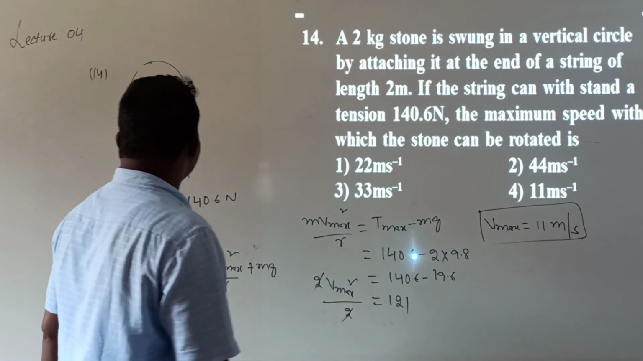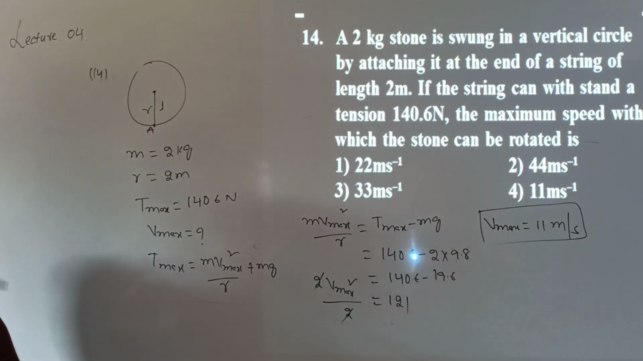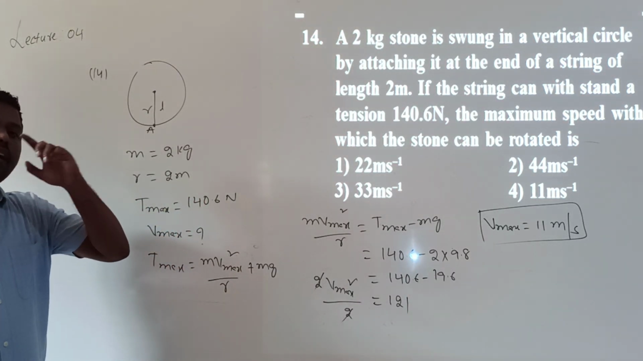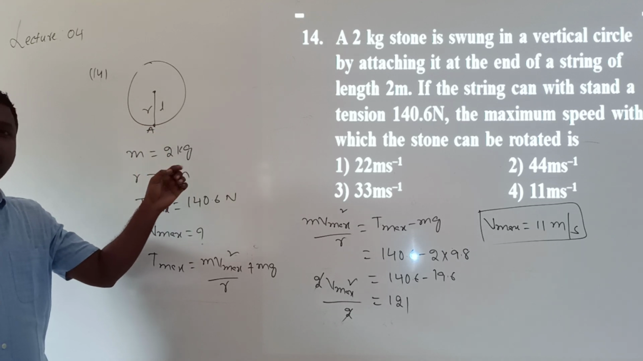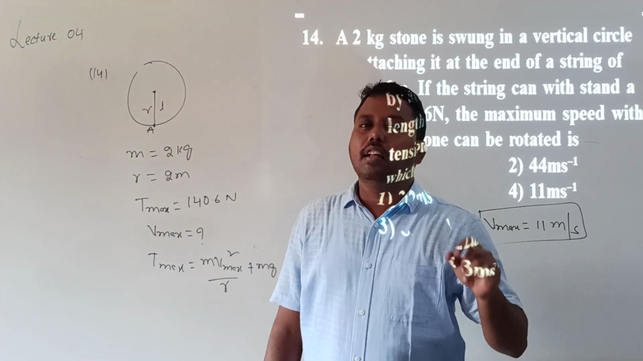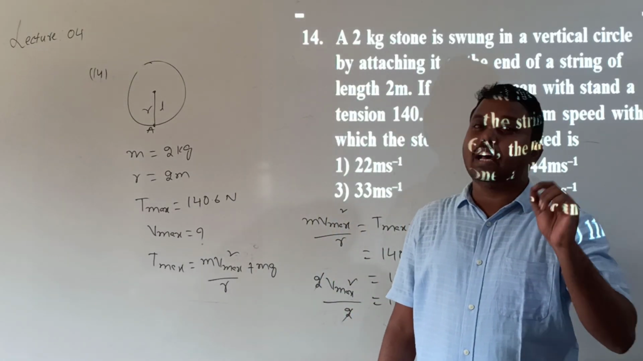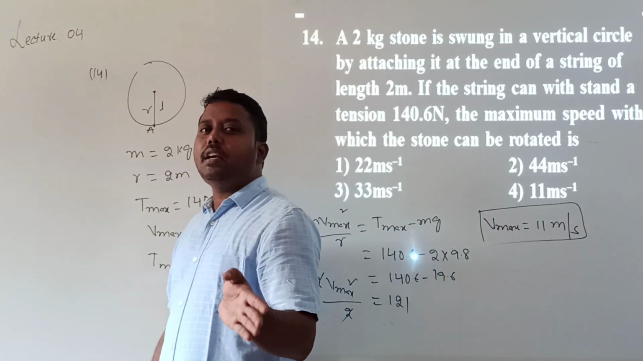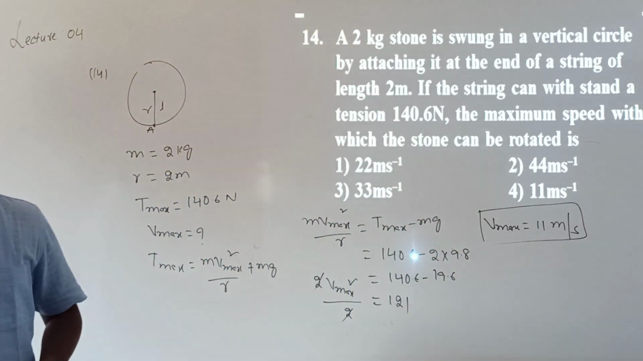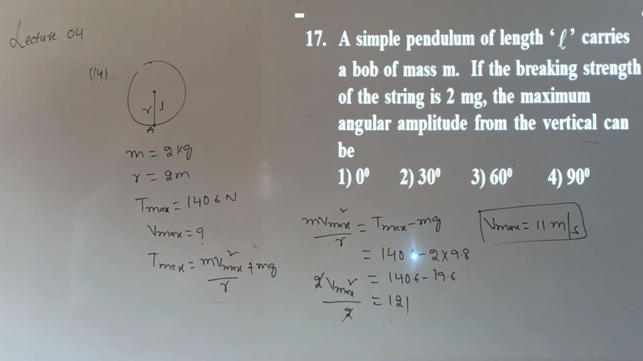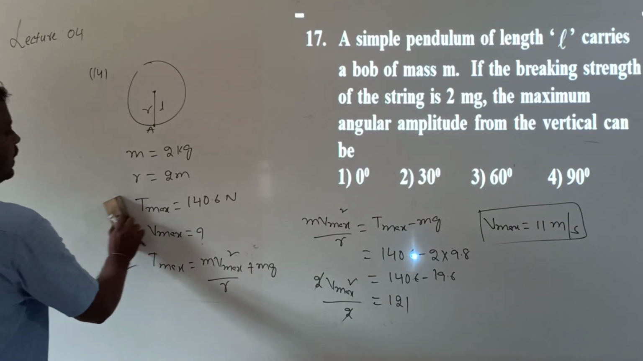Okay, this is question number 14. You know that tension is maximum at the lower end and minimum at the upper end. Maximum tension formula is m v square by r plus mg. Minimum tension formula is m v square by r minus mg. If the velocities are different, it is m v1 square by r plus mg and m v2 square by r minus mg. This is question number 14. Next one, question number 17.